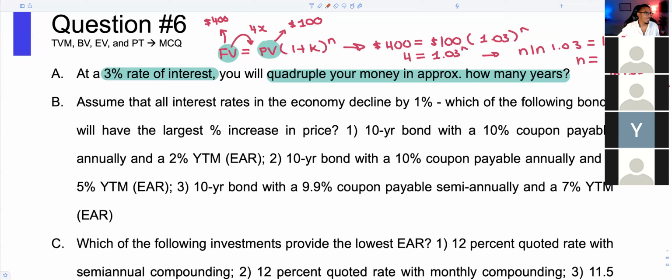but we shall prevail and we shall continue. Okay? So this one's a really important trick for you to know. We're going to read the question and then I'm going to tell you a little bit more about it. Assume that all interest rates in the economy decline by 1%. So we're telling you that rates will fall by 1%. Which of the following bonds will have the largest change in price?